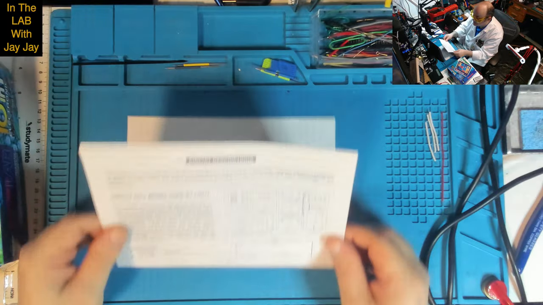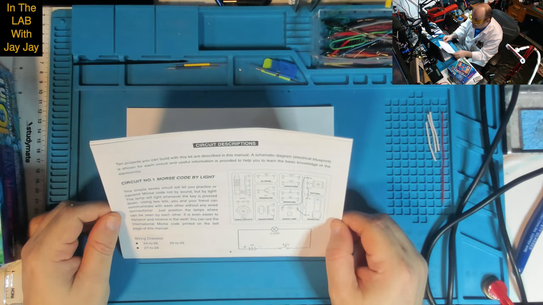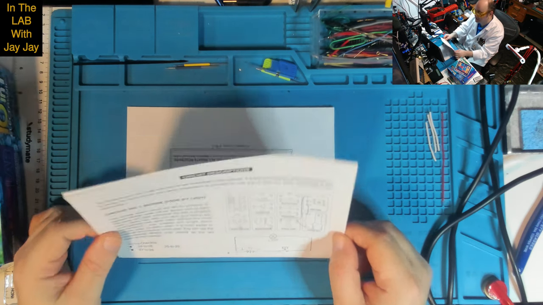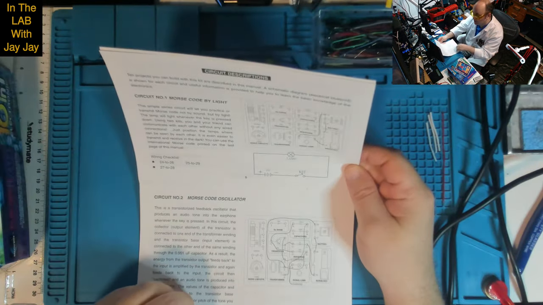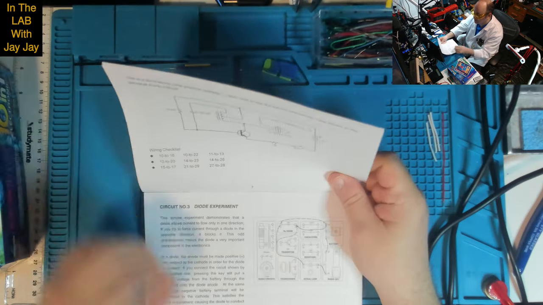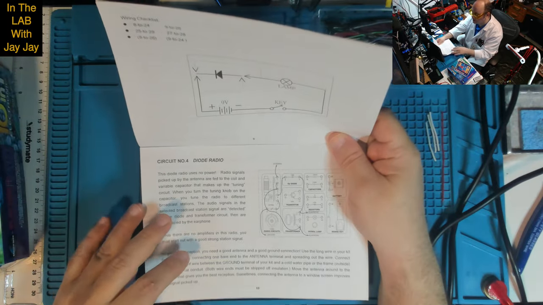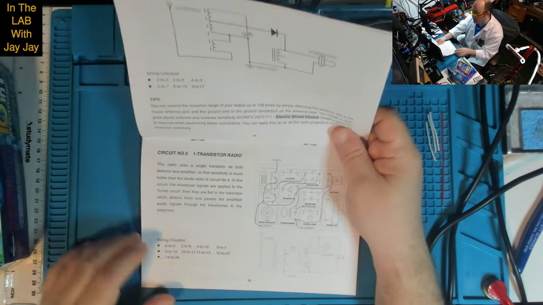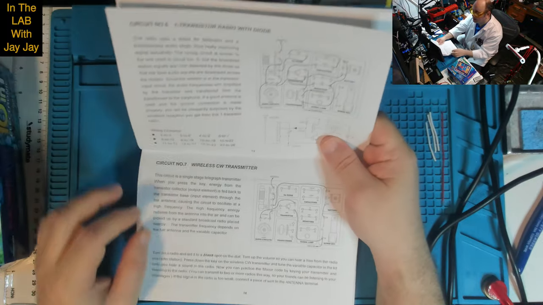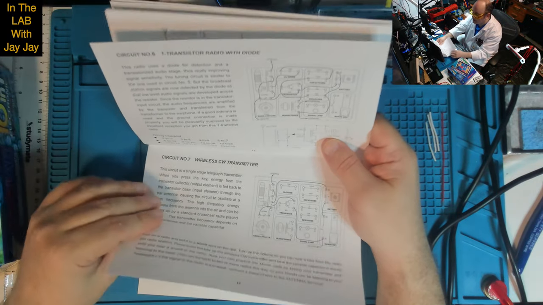Circuit descriptions. 10 projects you can build with this kit are described in this manual. A schematic diagram, which is an electrical blueprint, is shown for each circuit, and useful information is provided to help you learn the basic knowledge of electronics. Then there's circuit number 1, Morse code by light. Circuit number 2, Morse code oscillator. Circuit number 3, diode experiment. Circuit number 4, diode radio. Circuit number 5, one transistor radio. Circuit number 6, one transistor radio with diode. Circuit number 7, wireless CW transmitter.